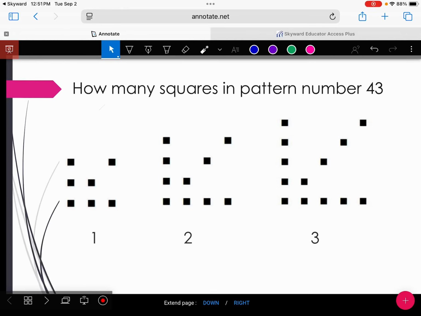Go to algebra 2 again. Let's do counselor. Alright, so we got patterns 1, 2, and 3 up here. We want to see if we can figure out how many squares will be in pattern number 43.